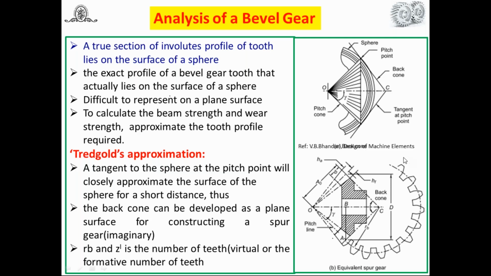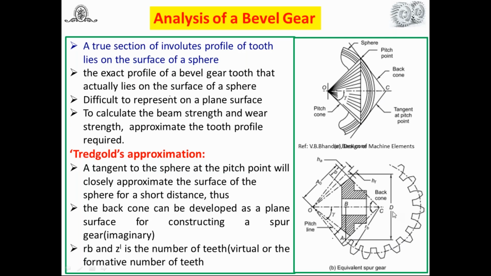Now, why is this analysis made? Because on a sphere it's very difficult to show. That's why the tangent which is constructed to the back cone, and considering this RB, this formative spur gear is constructed here, having a number of teeth Z dash, the virtual number of teeth.